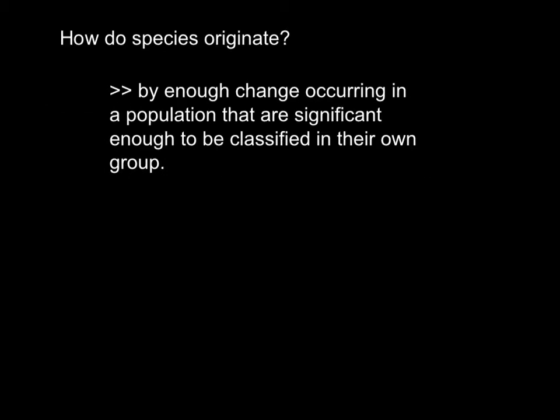It's easy to say that species originate by enough change occurring in a population that it's significant enough to be classified in its own group, but it still doesn't explain how. Obviously enough change has to occur to make them separate and no longer able to breed, but how does that happen? Okay, well, I'm going to tell you how.